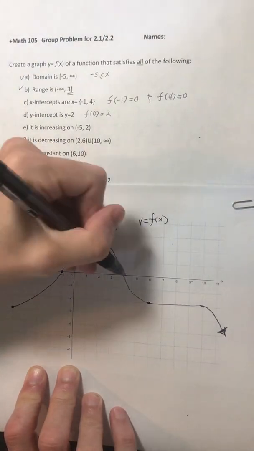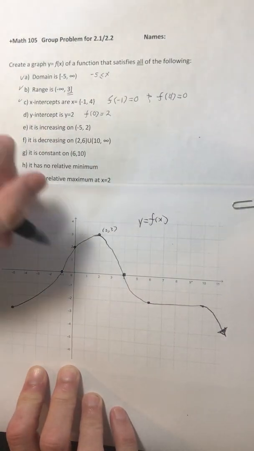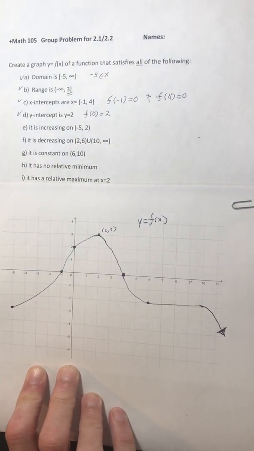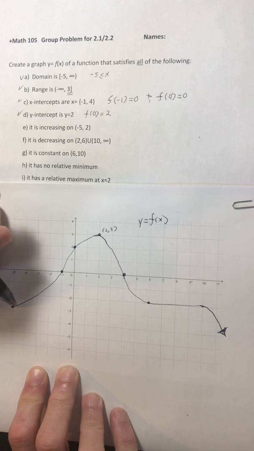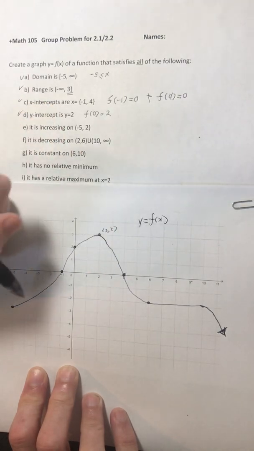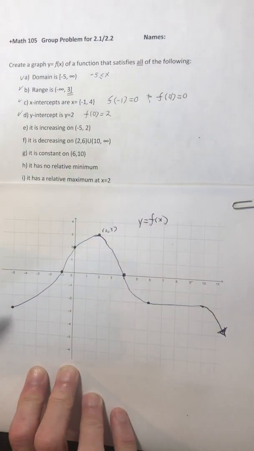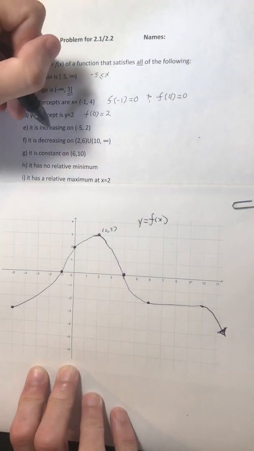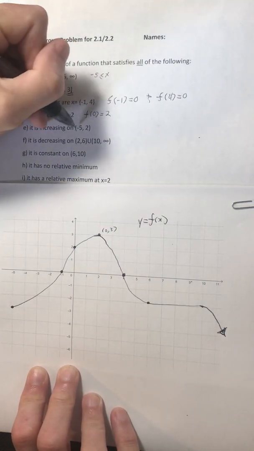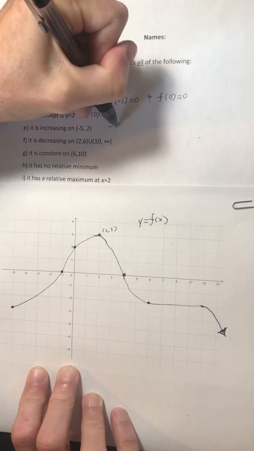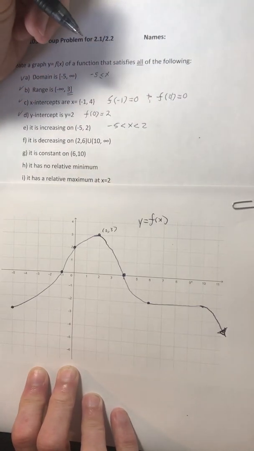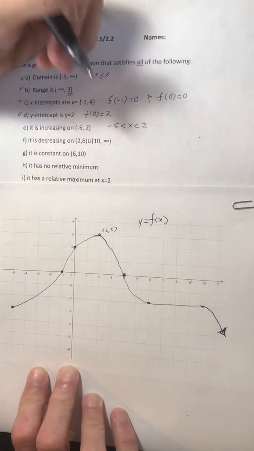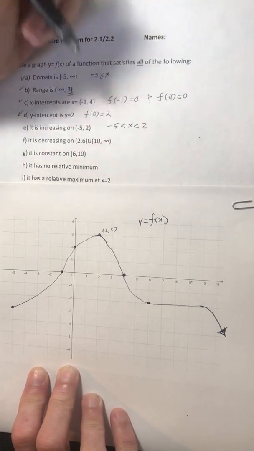X-intercepts at -1 and 4. Y-intercept at 2. It's increasing from -5 to 2. So from -5 to 2, it goes up. Notice increasing, decreasing, and constant are always open intervals, right? So this is always less than, not less than or equal to. So that's very important that it's always open.